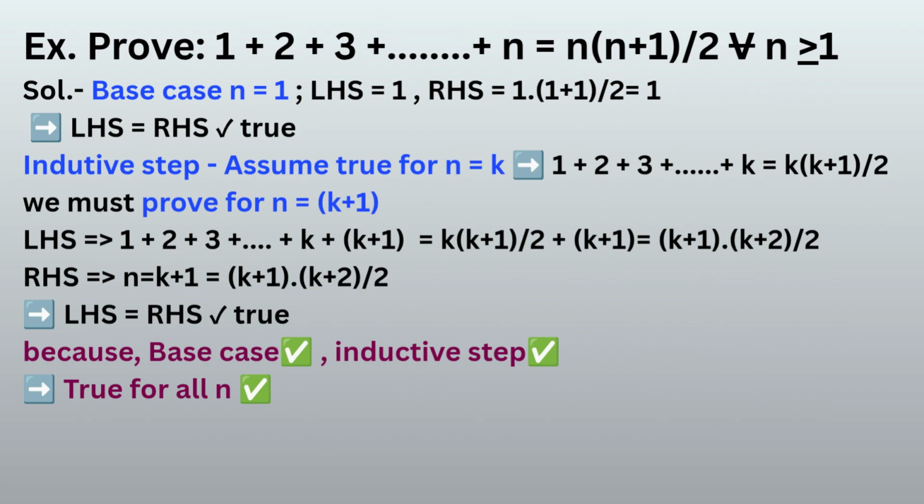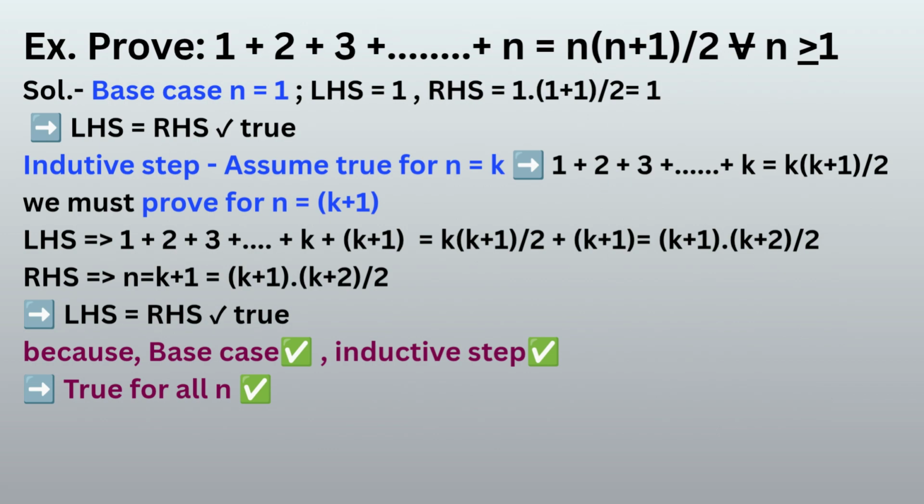Now, next, the inductive step. We assume the given statement is true for some fixed natural number k. This assumption is called the induction hypothesis. Our next goal is to prove that the statement must also be true for k plus 1. We start from the left hand side of k plus 1. We separate the last term and use our assumption for the remaining part. Now we replace the sum till k using our induction assumption. We get k plus 1 times k plus 2 divided by 2.